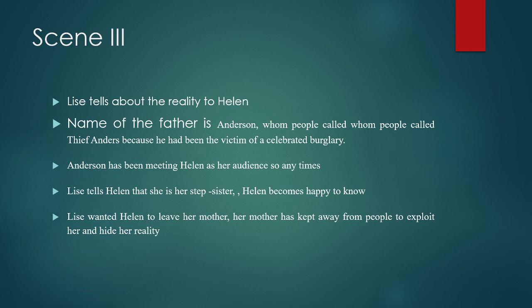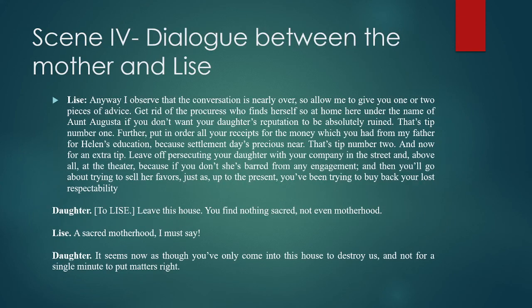Lise wanted Helen to leave her mother, and she tells that her mother has kept Helen away from people and exploited her, and she very intentionally hid her reality. So this is the third scene.